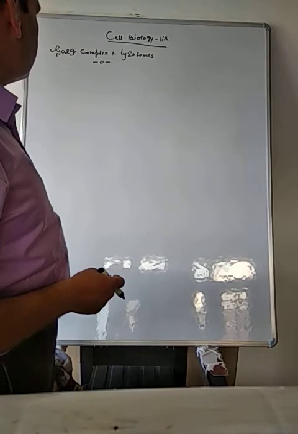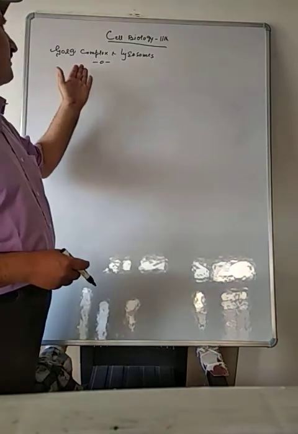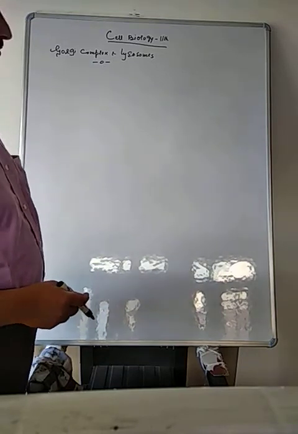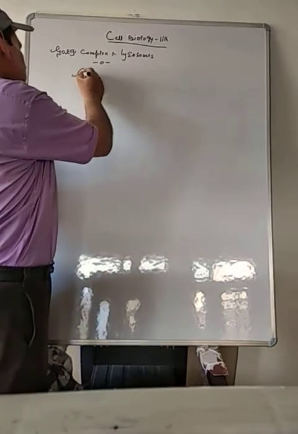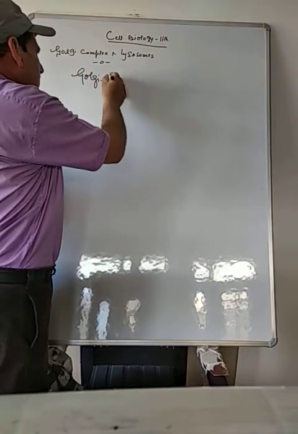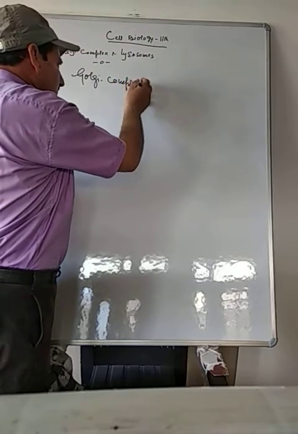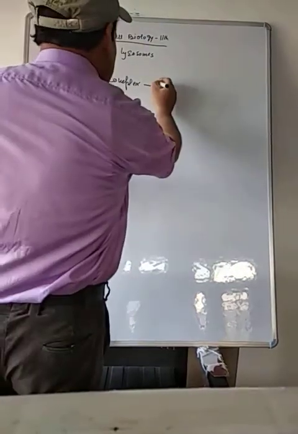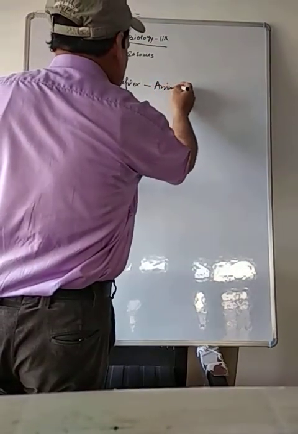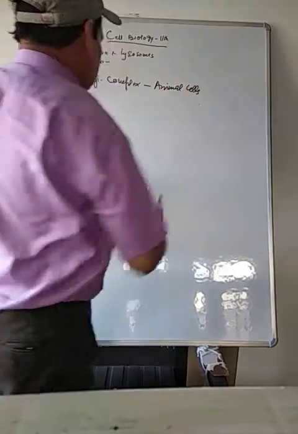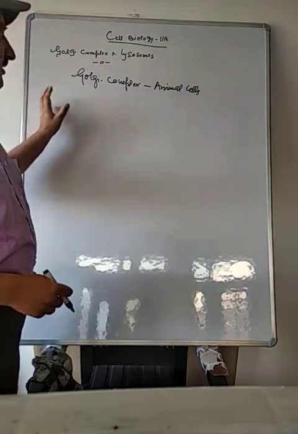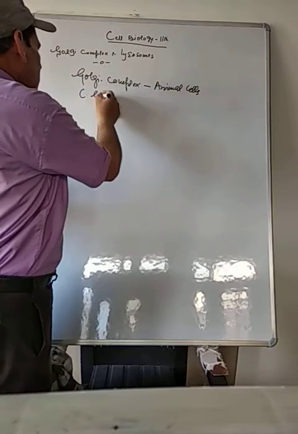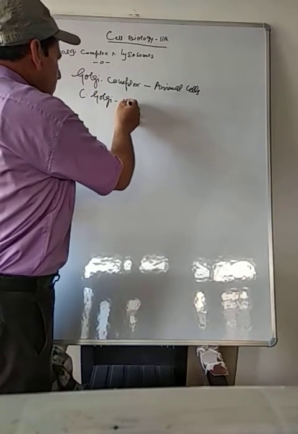I have given some lectures regarding cell biology, and today I will explain Golgi complex and lysosomes. First of all, Golgi complex. These are most developed in animal cells, and were first discovered by Camillo Golgi in 1898.